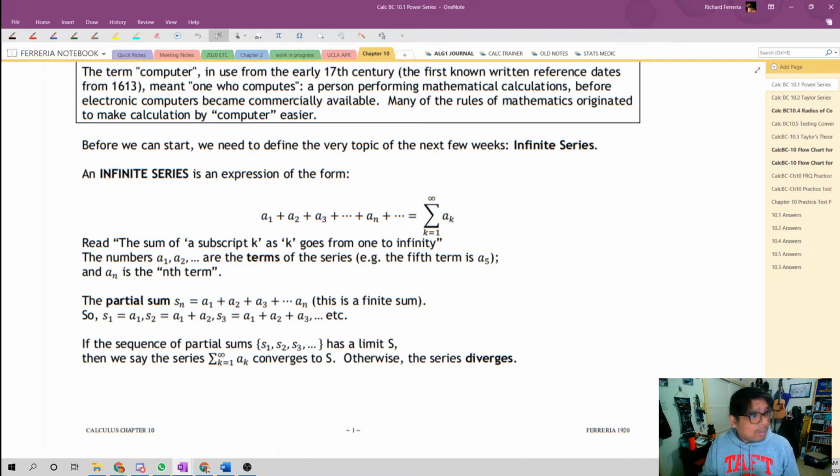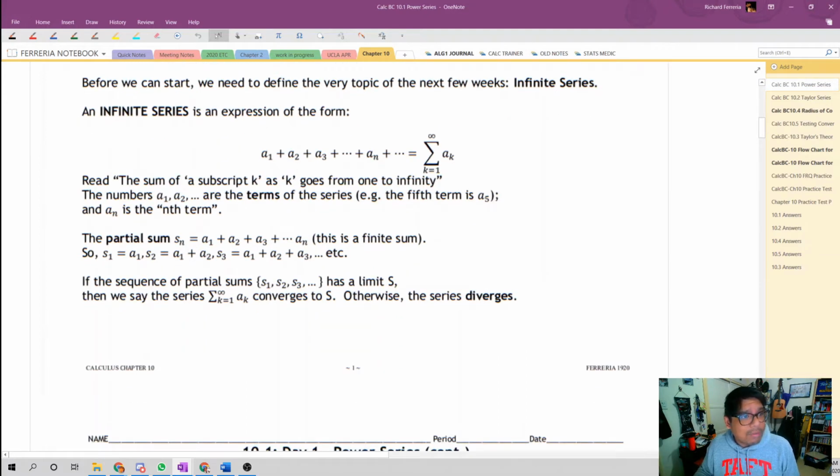Before we can start, we need to define the very topic of the next few weeks. It is infinite series. An infinite series takes the form of, basically, a sequence added together. This particular sequence has an infinite number of terms.